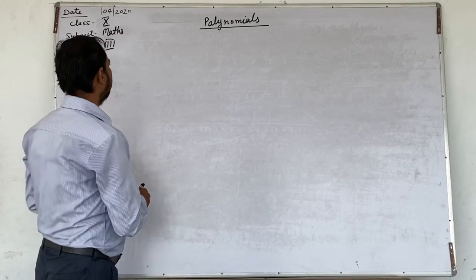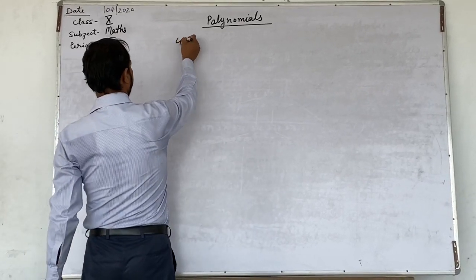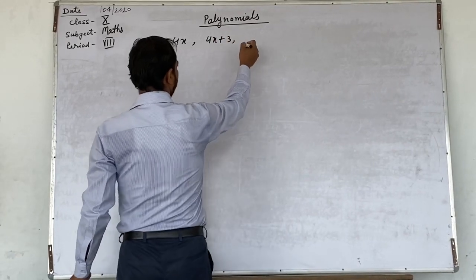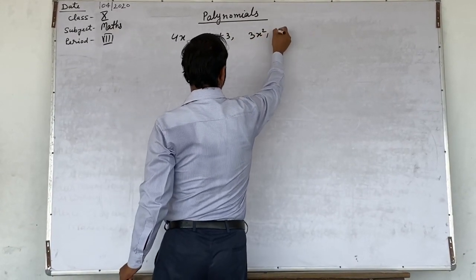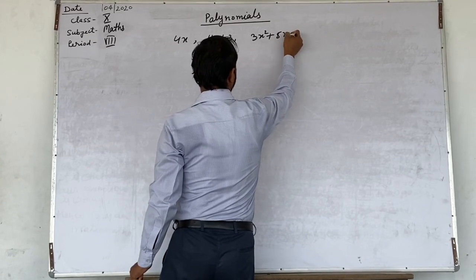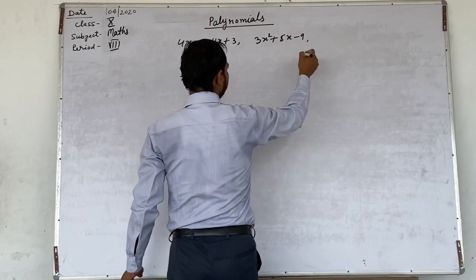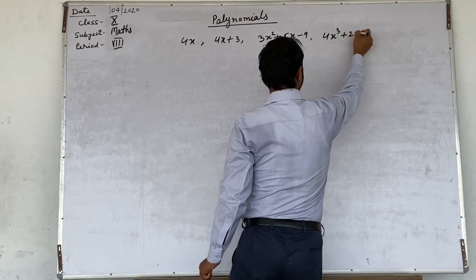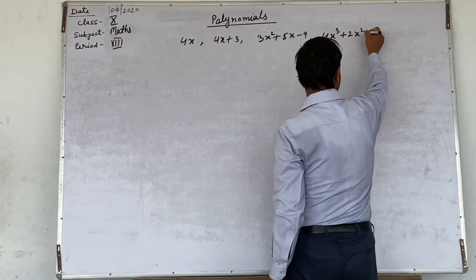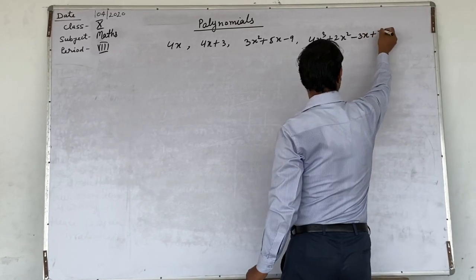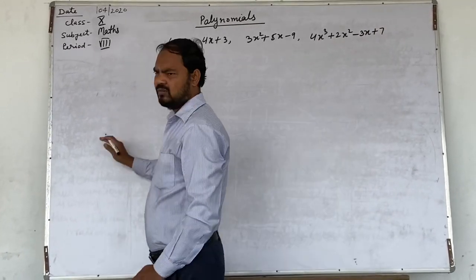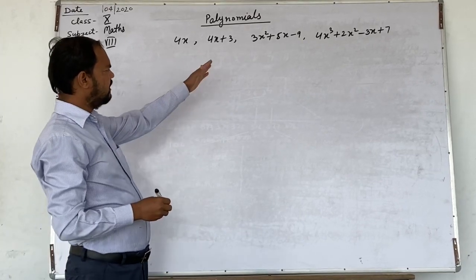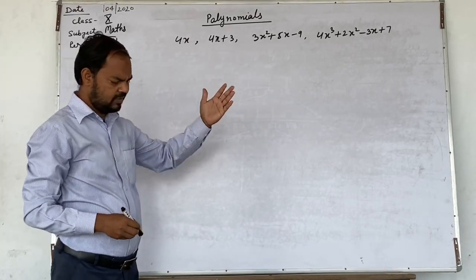So take here an example: 4x plus 3x square plus 5x minus 9, 4x cube plus 2x square minus 3x plus 7. All these are said to be a polynomial. It is an algebraic expression, so it is also called a polynomial.